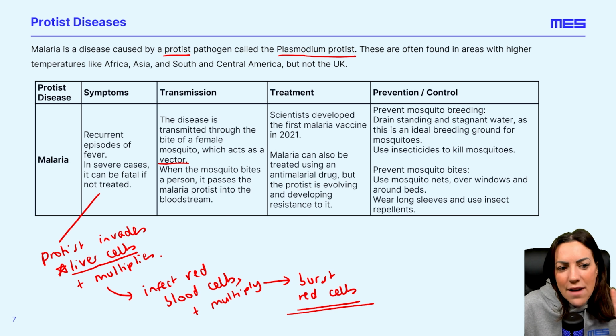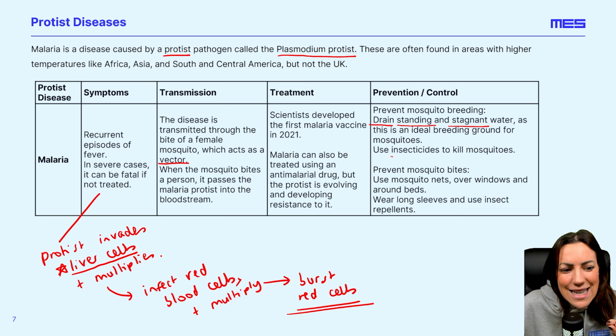So we try to prevent mosquito breeding. Now, mosquitoes breed where there is standing or stagnant still water. So if we drain any areas where there is standing or stagnant water, we would be removing the breeding ground, which means less breeding of mosquitoes and hopefully fewer mosquitoes, especially fewer female mosquitoes.